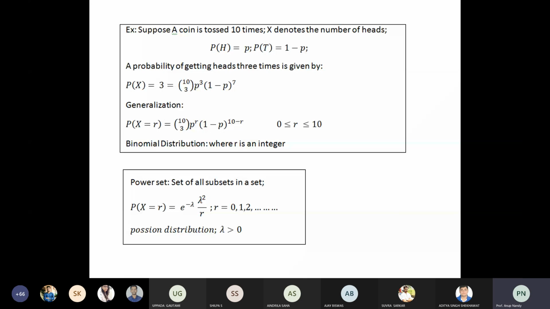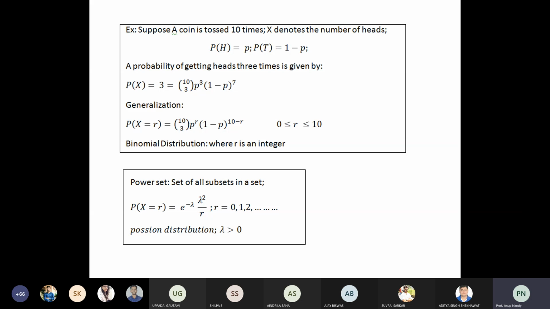X denotes the number of heads. So now the probability of getting head is P(H) equal to p, and the probability of getting tail is 1 minus p, that you know already. Now what is the probability of getting head 3 times? You need to follow the binomial distribution, which all of you know. The formula is P(X equal to r) is equal to nCr, here 10Cr, p to the power r into (1 minus p) to the power 10 minus r.